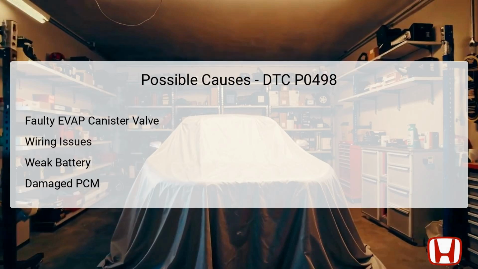Several possible causes can lead to the activation of DTC P0498. First, a faulty EVAP canister vent shut valve can restrict vapor flow, triggering the low voltage code. If the valve itself is operationally impaired, it will fail to function correctly. The next potential issue lies in the wiring connected to the valve. Damaged, corroded, or loose connections can lead to voltage drops and potentially cause the DTC to trigger.